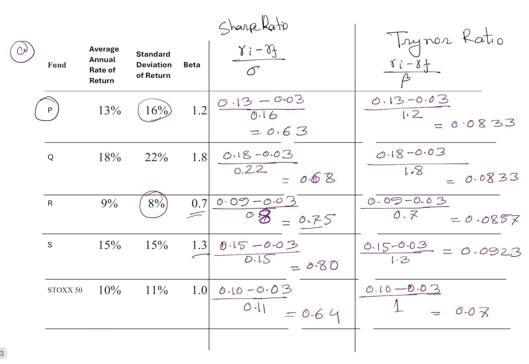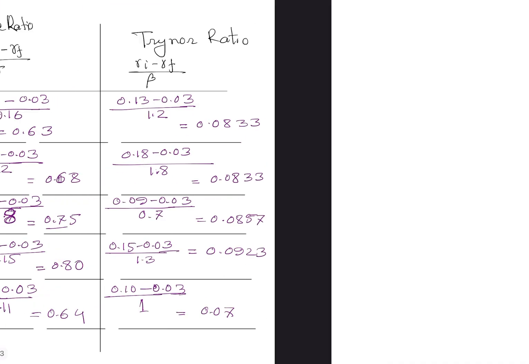Now, the second part is asking us to calculate the expected return of CAPM. So using the same information here, I need to draw this one again now.